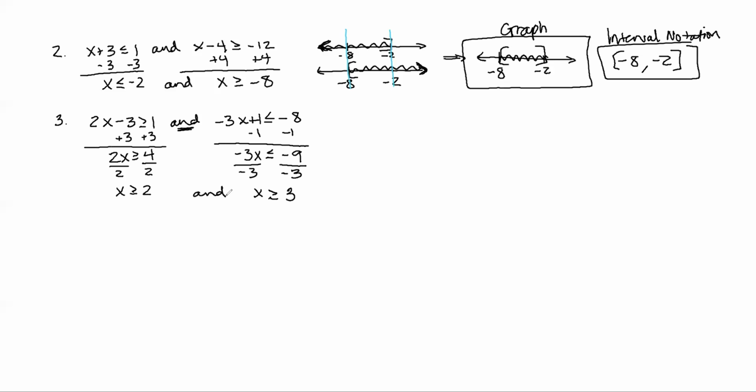Now, if you notice, in all the others, we had a less than and a greater than. That's how we got our shaded regions to go, one going to the left, one going to the right, and we had that kind of overlap in between. This one's going to be a little different because we have a greater than and a greater than. They're going to be shading in the same direction. So let's go ahead and look at the graph.